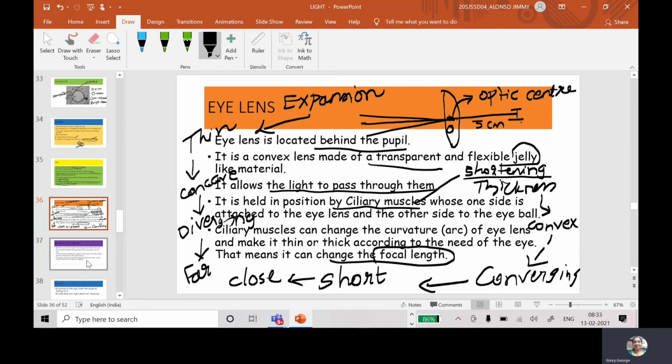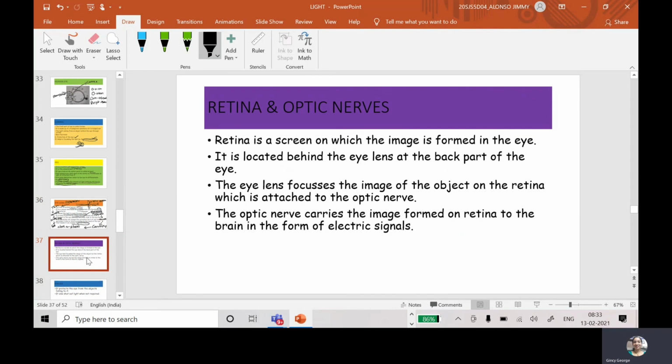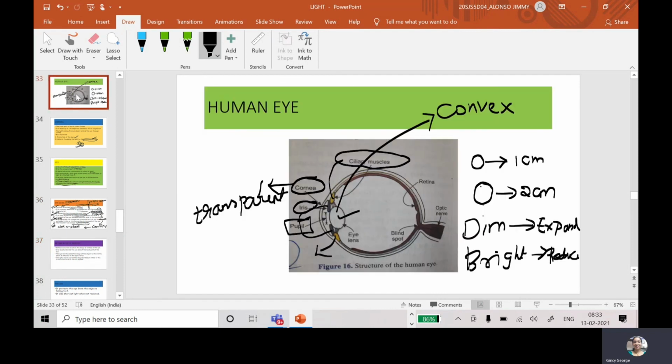What is the next one? Retina and optic nerves. So where is the retina located? You can see here. The eye lens is located here and it is fixed with the help of ciliary muscles on both the sides, and behind the eye lens it is connected to the eyeball, and behind that there is a screen called the retina.